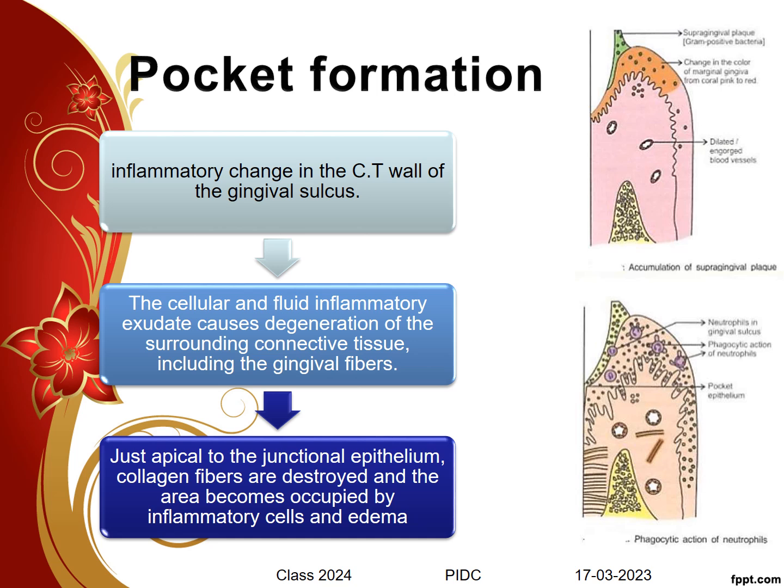So this again is there in the pathogenesis of pocket formation. Generally, when the pocket is formed, there are inflammatory changes in the connective tissue wall of the gingival sulcus, and you would start seeing it here. So the cellular and the fluid inflammatory exudate cause a degeneration of the surrounding connective tissues. Just apical to the junctional epithelium, you would see that the collagen fibers which are there get destroyed and get occupied by the inflammatory cells and the edema.